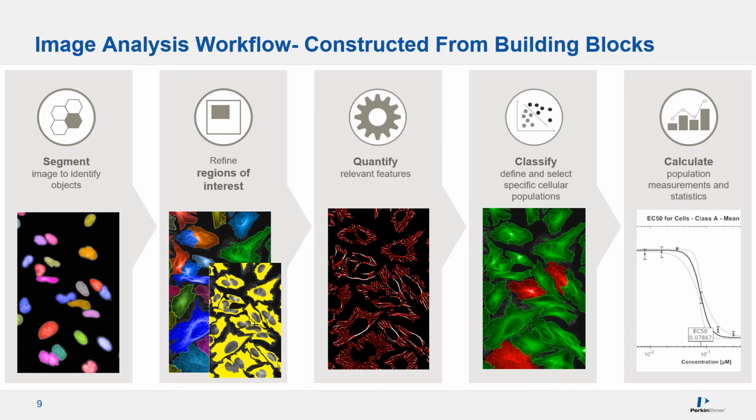Shown here is a typical image analysis workflow. First, you segment the image to identify objects, such as finding nuclei, and then next define the cytoplasm to obtain your region of interest. After which, you can start to quantify different parameters such as fluorescence intensity and morphology within the region of interest. And then you classify them into different populations.